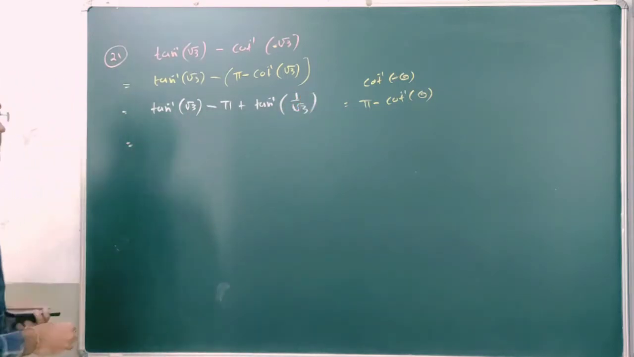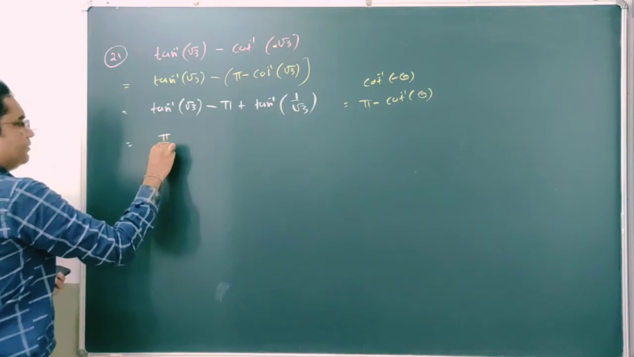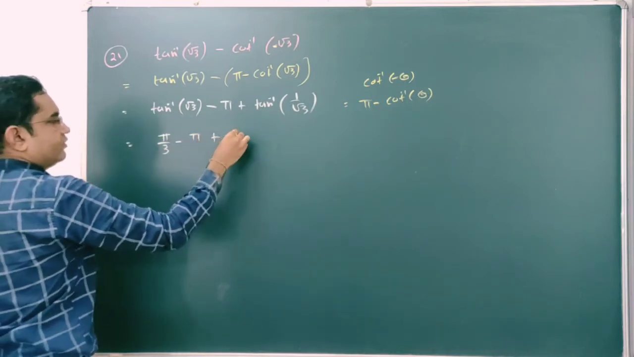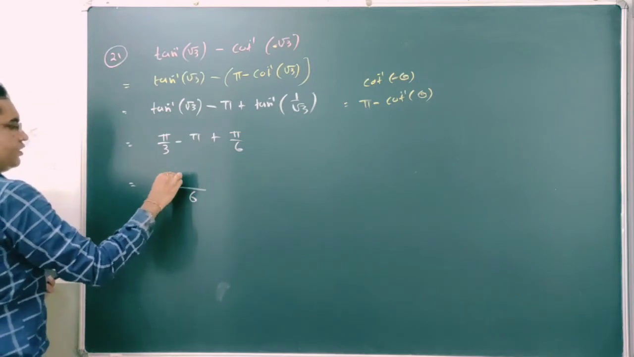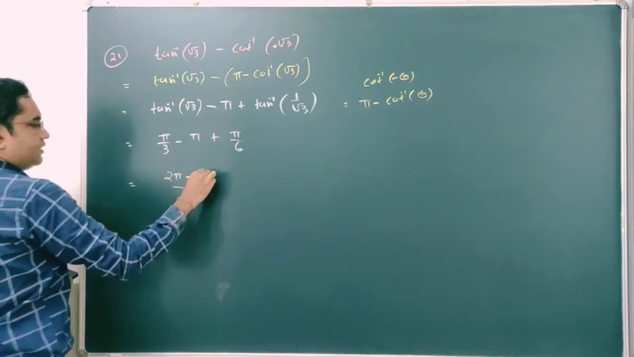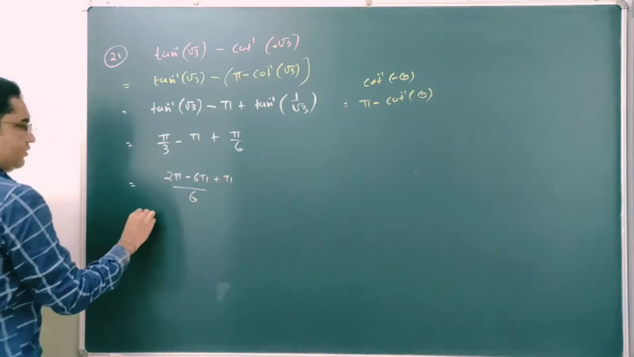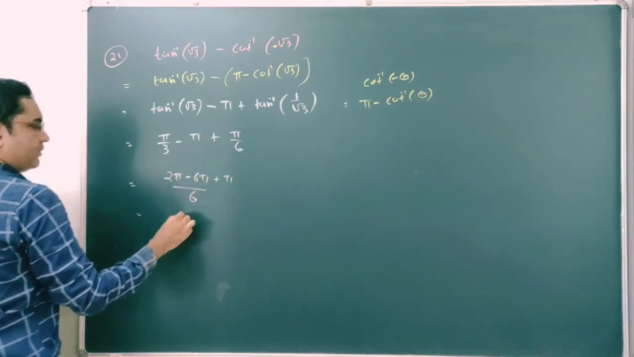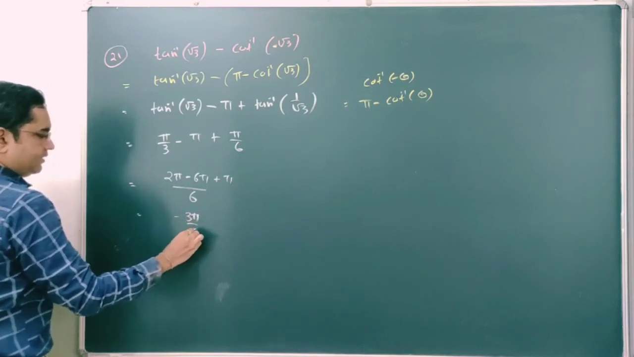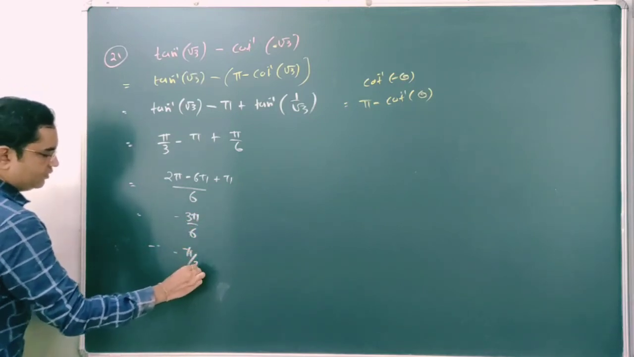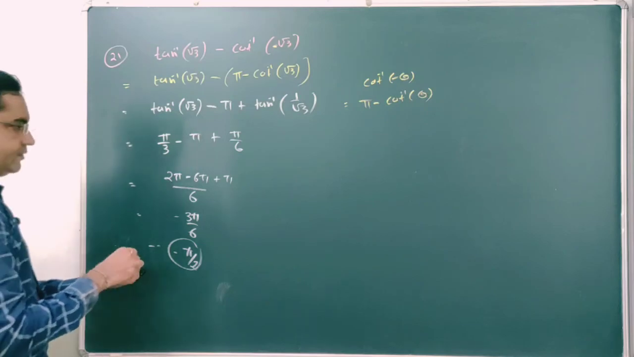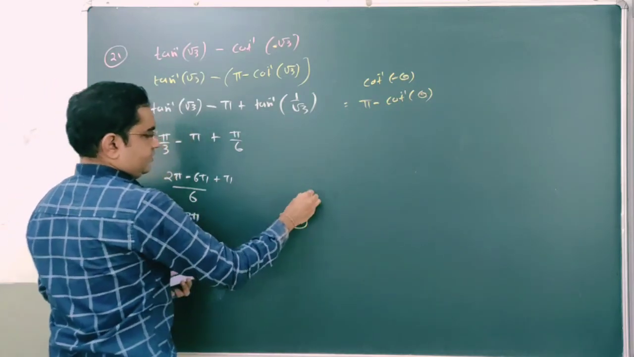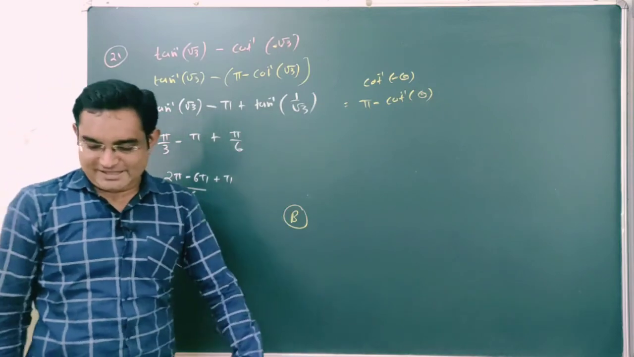Now put the value. What is tan inverse root 3? Which is pi by 3. Pi by 3 minus pi plus tan inverse 1 upon root 3, which is pi by 6. So taking 6 as the LCM, it's 2 pi minus 6 pi plus pi. So it's minus 3, and 2 pi plus pi is 3 pi, minus 3 pi by 6. So it's minus pi by 2. The answer is minus pi by 2. Is minus pi by 2 the answer coming? Yes, absolutely. B is the answer. Then students, B is the option. So this is how we can solve our exercise 2.2, students.